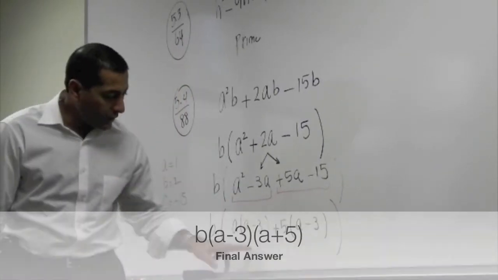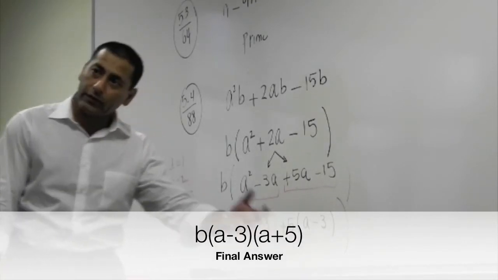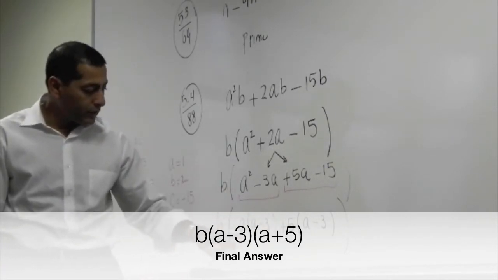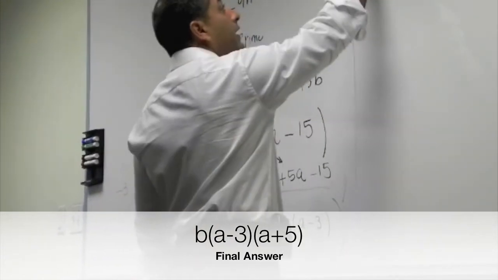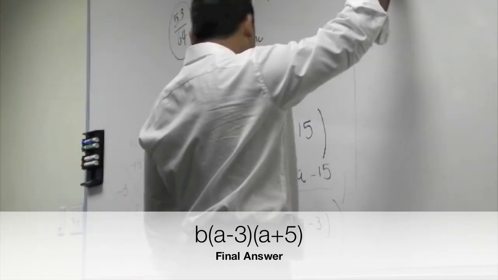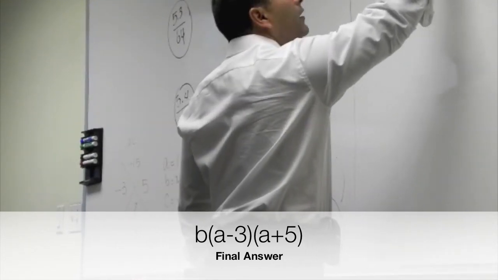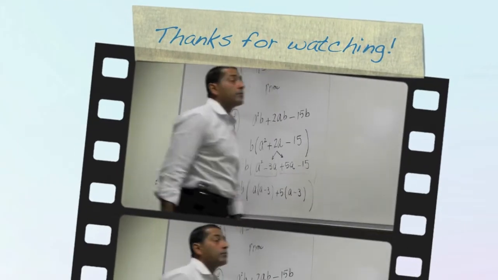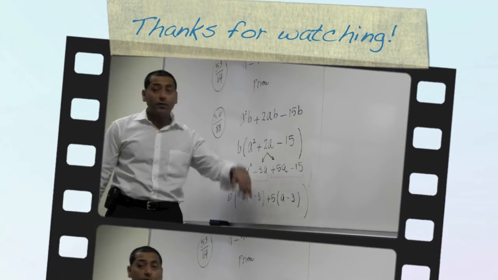Now, within the parentheses, what is common now? a minus 3, so we'll factor that out, right? And in the other parentheses, it's going to be a plus 5. The b will carry on as it is. And then you're going to have a minus 3, and then a plus 5. So b times a minus 3 times a plus 5 would be the result.